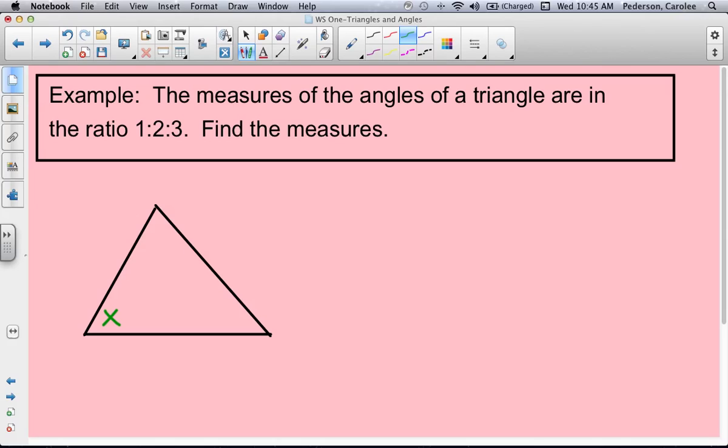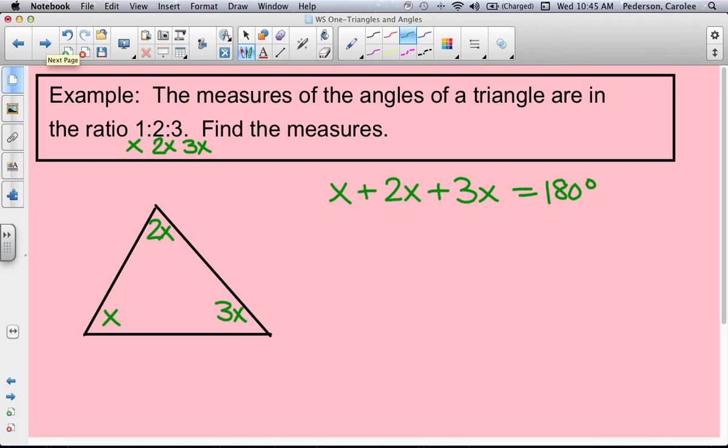Here is my first ratio. I'll let that be a ratio of 1. Then, if this is a ratio of 2, this has to be 2 times x. And then this would have to be 3 times x. So here's what our picture looks like. The sum of these three angles adds to 180 degrees. So I'm going to set up an equation. X plus 2x plus 3x equals 180 degrees.